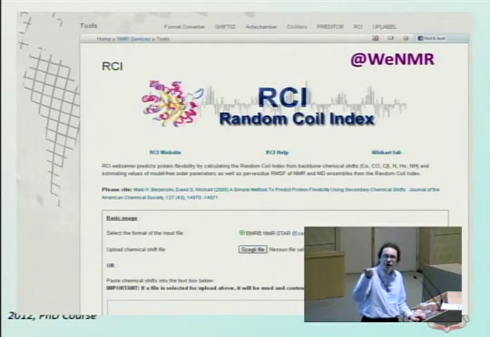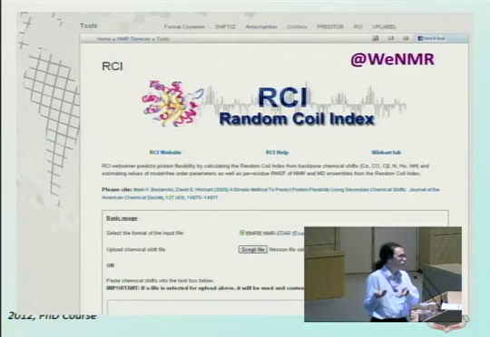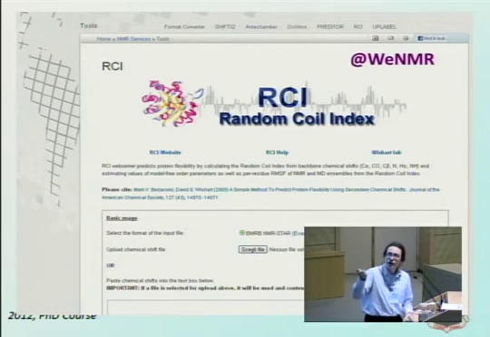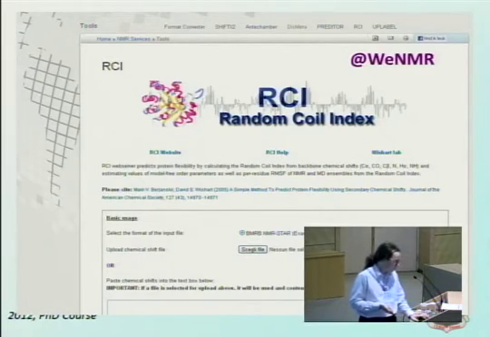And there's also another program which is based on largely similar principles, which is the random coil index program, which is useful because it also gives you a prediction of local flexibility. So here you are getting the dihedral angles and the prediction of how much the protein is locally dynamic. And this is developed by the Wishart group in Canada, and it's also available via the WeNMR platform. So you can do both predictions if you wish.